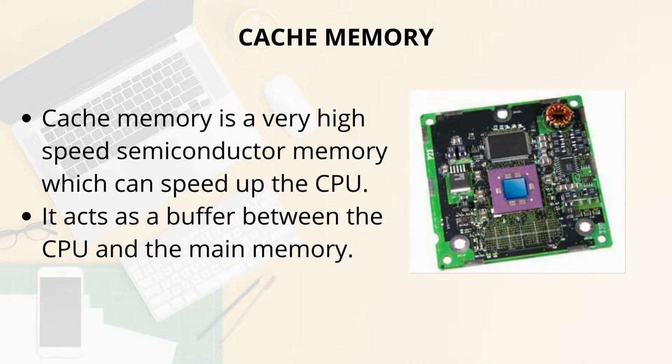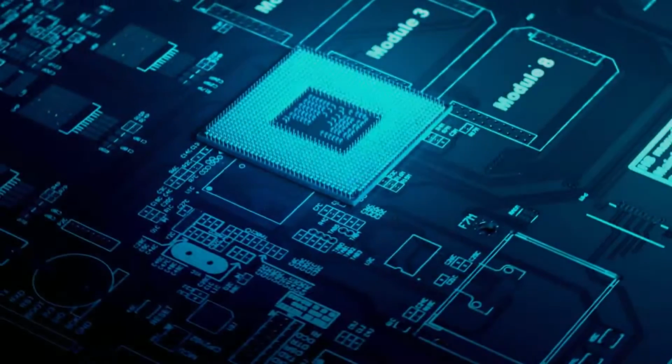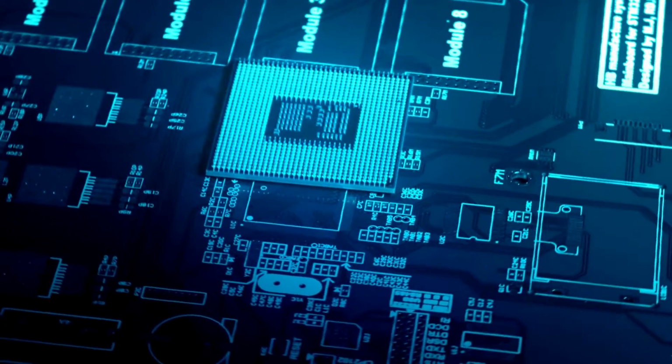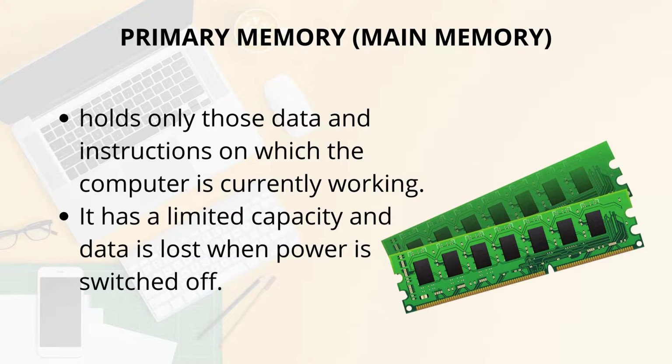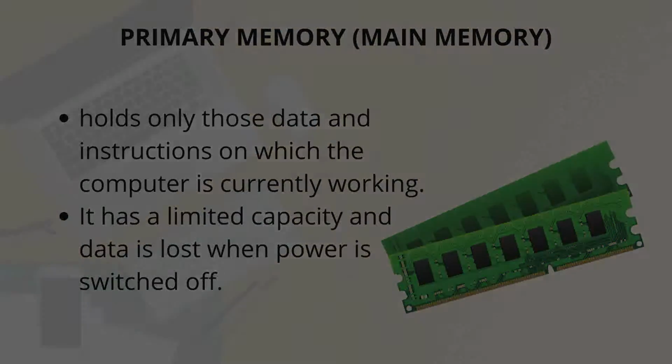Cache memory. Cache memory is a very high-speed semiconductor memory which can speed up the CPU. It acts as a buffer between the CPU and the main memory. Primary memory, main memory, holds only those data and instructions on which the computer is currently working. It has a limited capacity and data is lost when power is switched off.